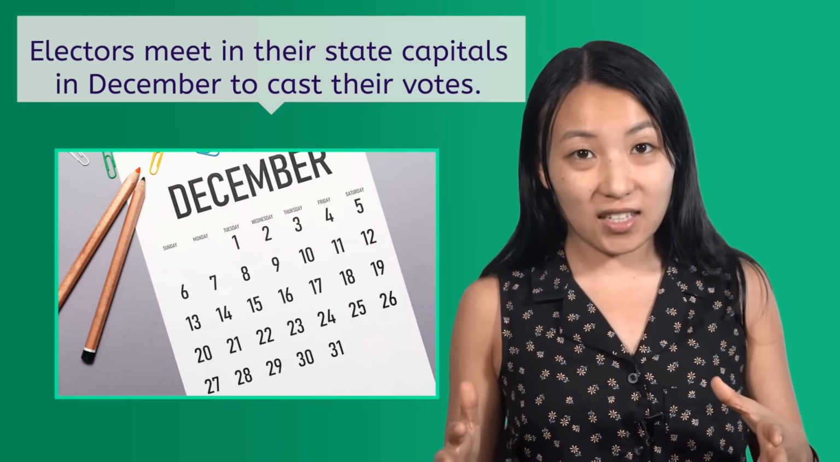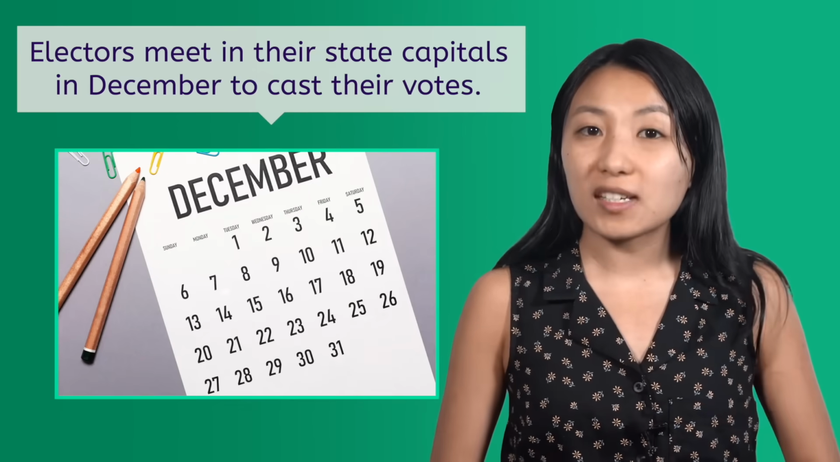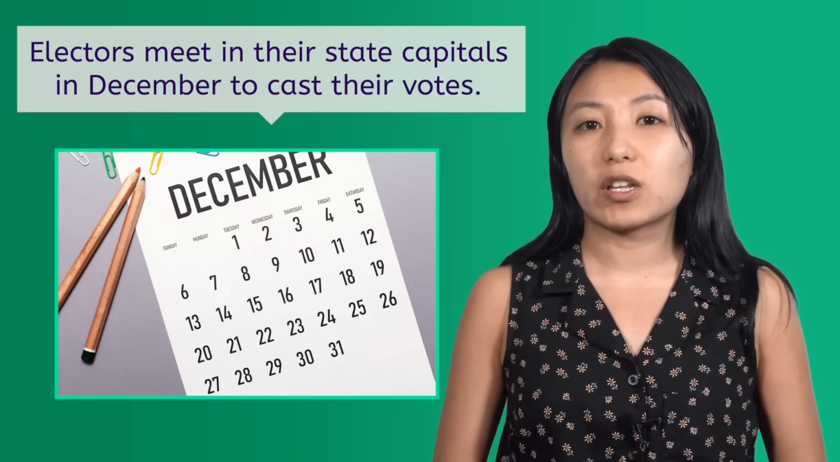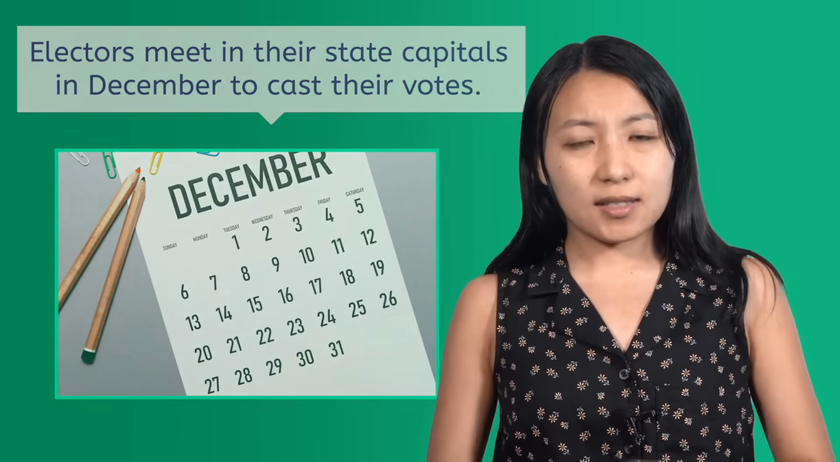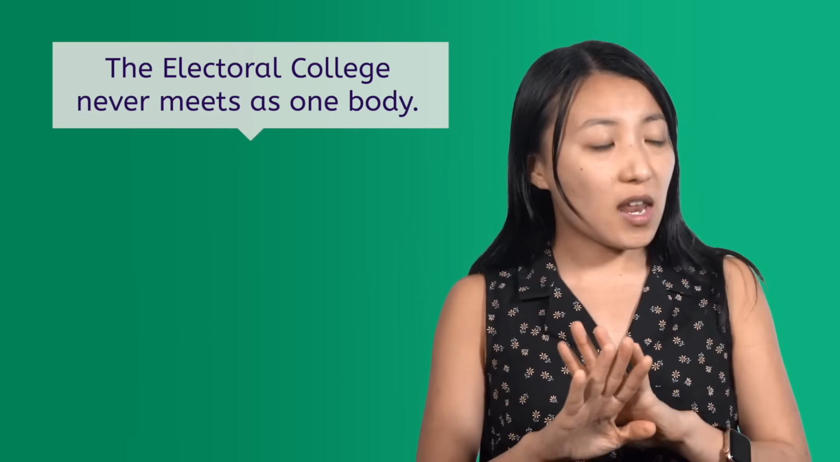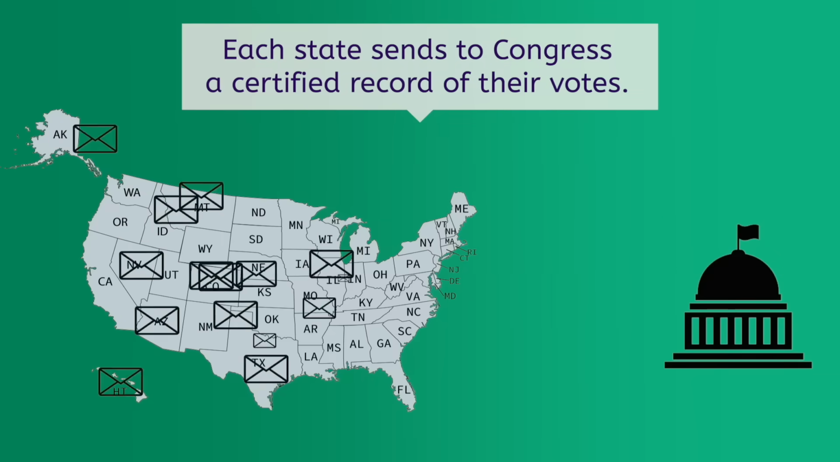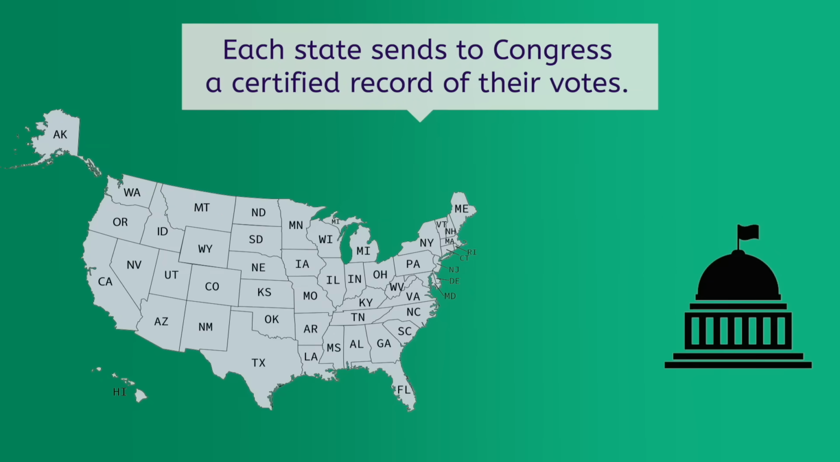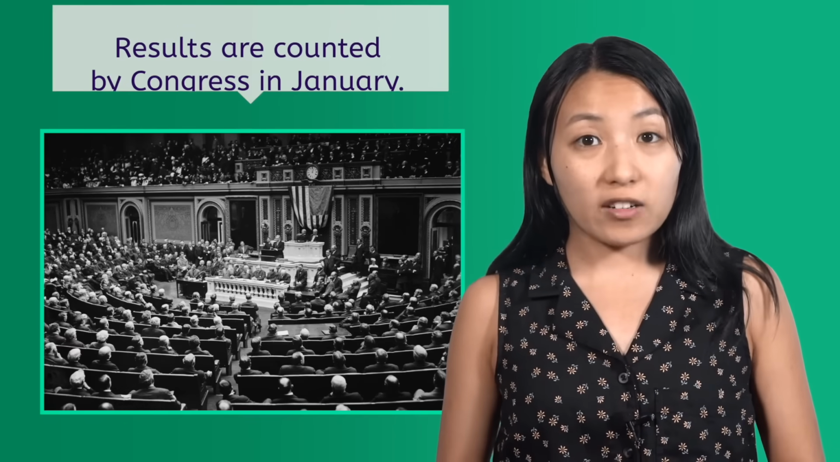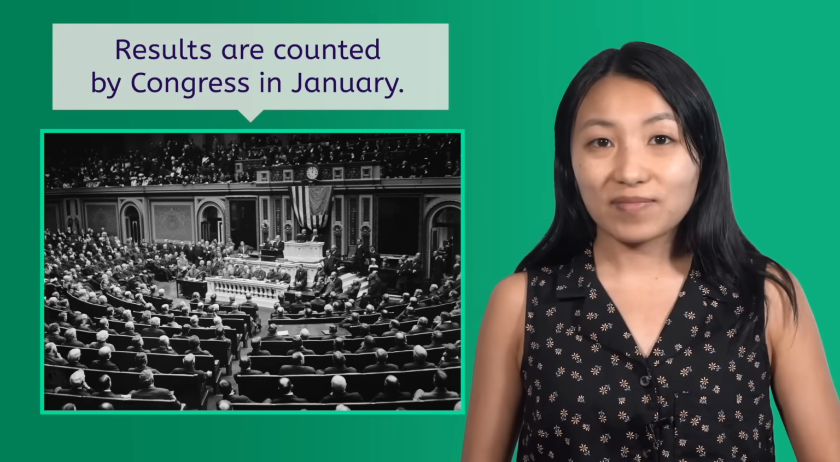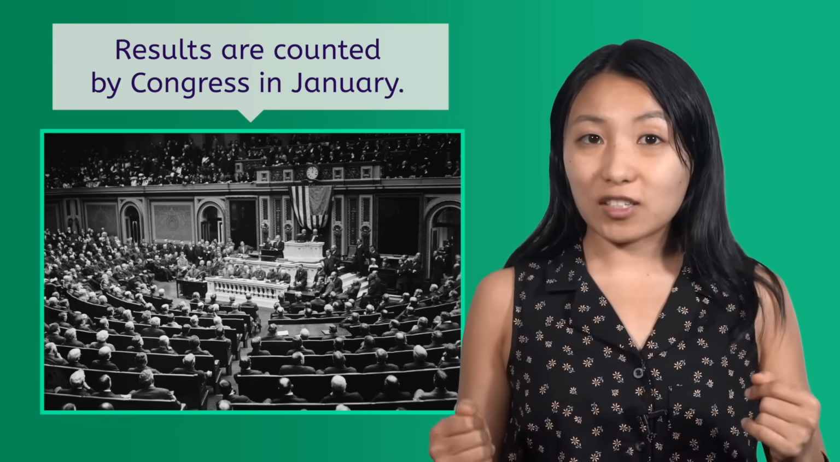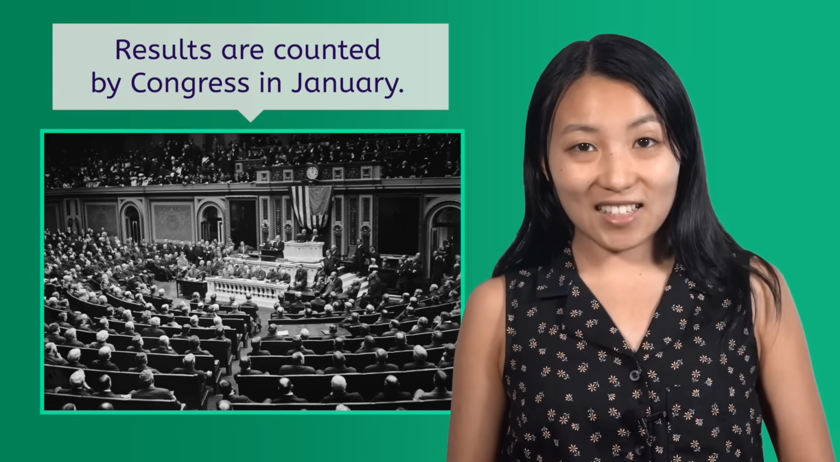The electors representing the political party of the winning candidate in each state meet in their respective state capitals in December, about 6 weeks after the general election, to cast their votes. To be clear, the Electoral College never meets as one body. After voting, each state sends to Congress a certified record of their electoral votes called the Certificate of Vote. The results are counted during a joint session of Congress, where they are tabulated in the first week of January. Presiding over the meeting is the Vice President, who serves as the President of the Senate.